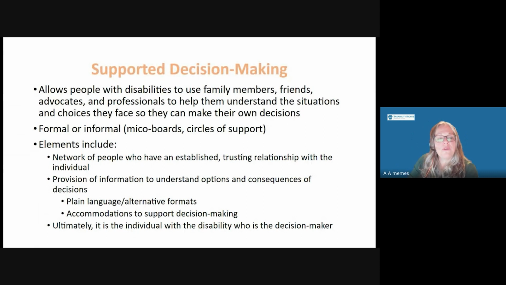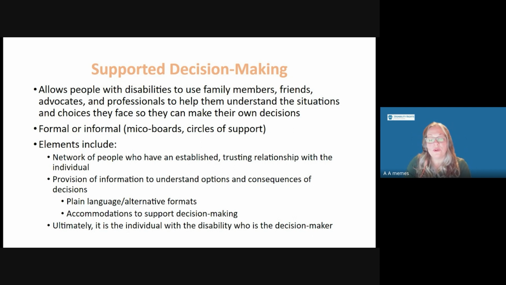And the group of people that are around the person with a disability, sometimes it's called a circle of support or a team. Sometimes people refer to it as natural supports, whatever you want to call it. Those folks, one of the jobs that they have is to provide information to the person with a disability, to be able to understand options, risks and benefits, the consequences of decisions, that kind of thing. It's their responsibility to help gather that information and provide it to the person with a disability in a way that that person can understand.